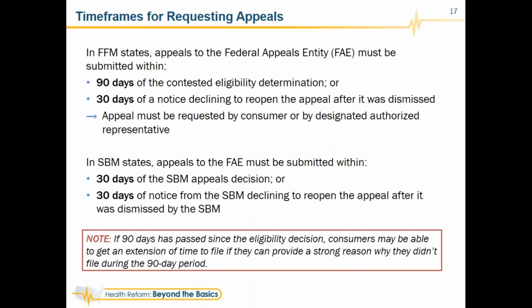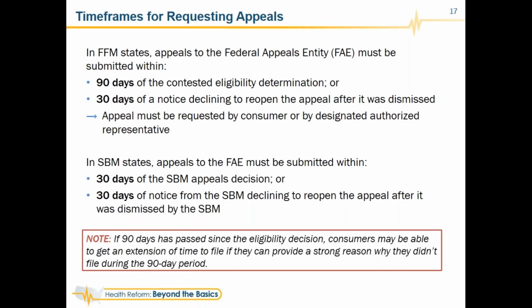So let's talk a little bit about timeframes for requesting an appeal. In general, it must be done within 90 days of the contested eligibility determination. So for example, consumers who applied during open enrollment this past year, if they applied towards the end of December, that 90 days is going to start ticking from whenever that eligibility determination was finalized. So for some consumers, their time is going to be up pretty quickly, in the next month or so of that initial 90 days.